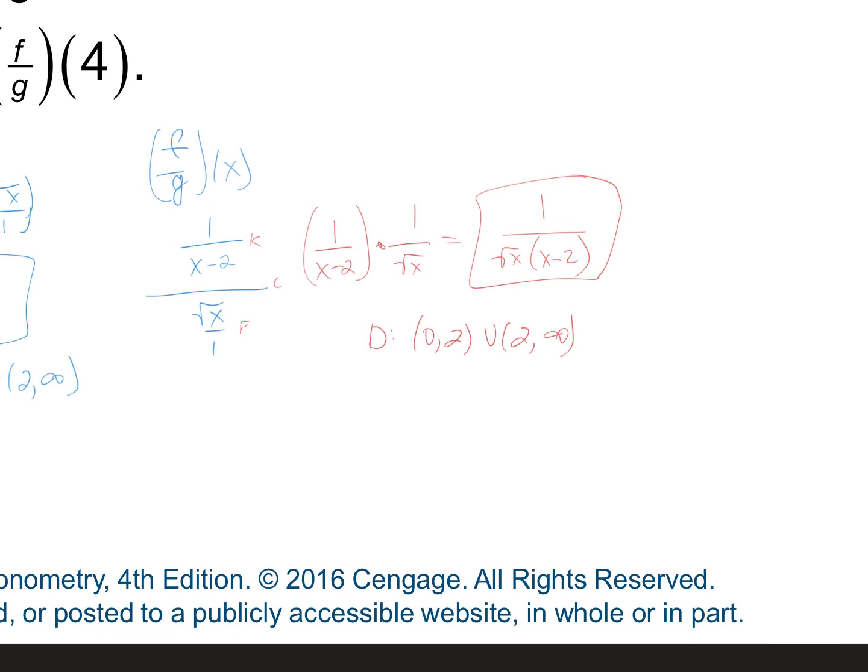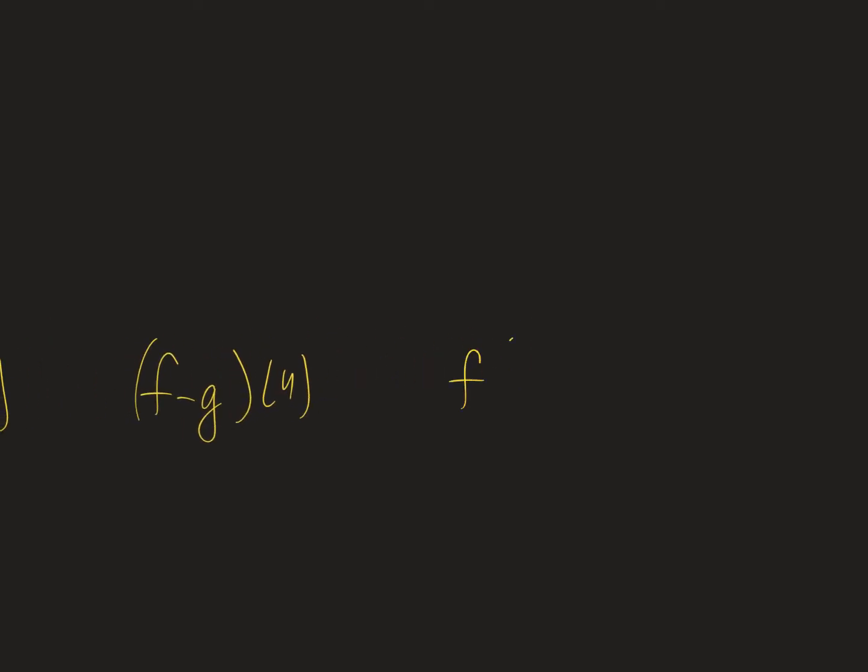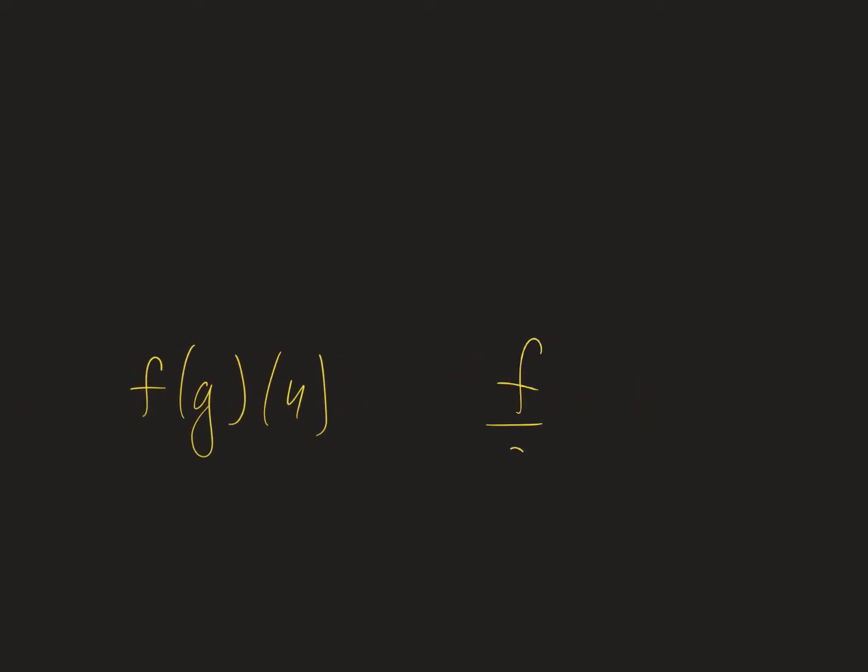Now if we're going to do letter B, you guys are like, how come we can't just do all of the ones like letter B? I'm going to do it over here. I'm going to write them out real quick. It's F plus G of 4, right? F minus G of 4. F times G of 4. And F divided by G of 4.